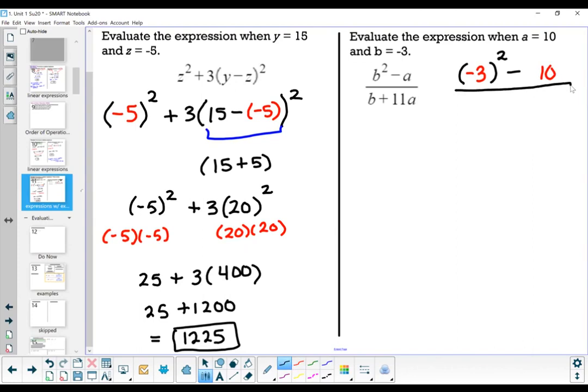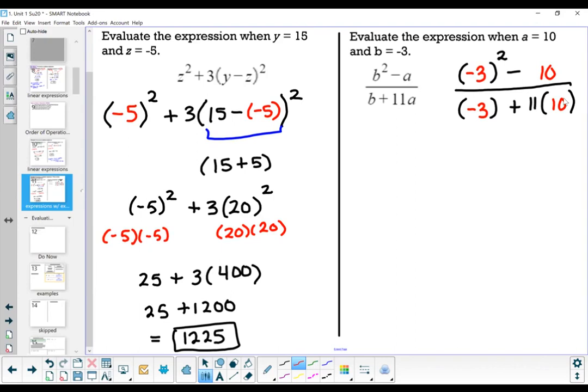All right, now we have b. So we're putting in -3. Plus 11. Since it's multiplication, put parentheses because the parentheses signifies 11 is multiplied to what's in parentheses. 10. All right, so notice I put everything in red that was being substituted in.